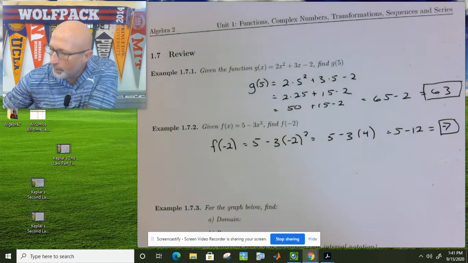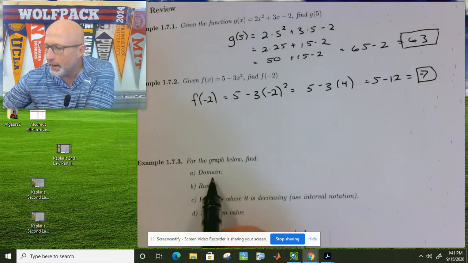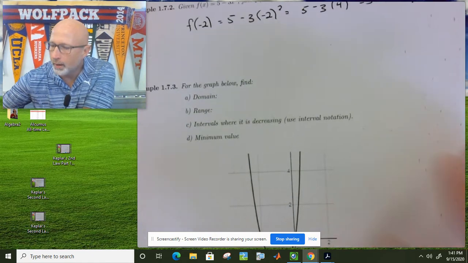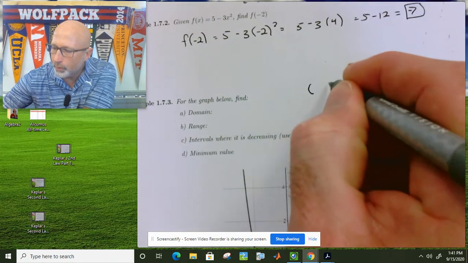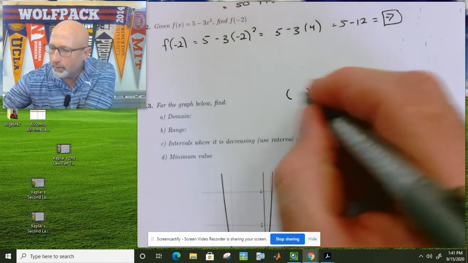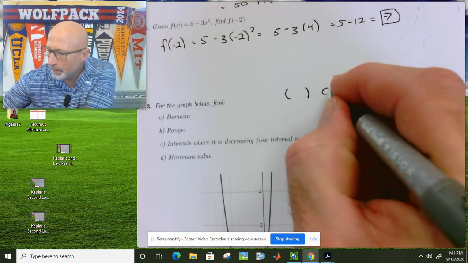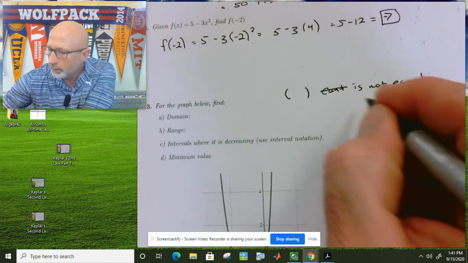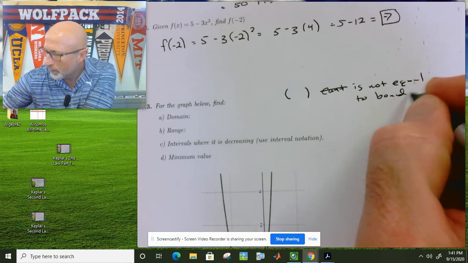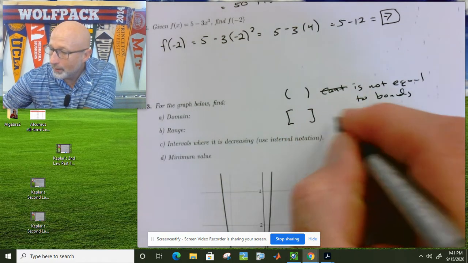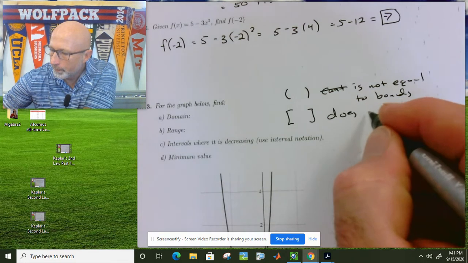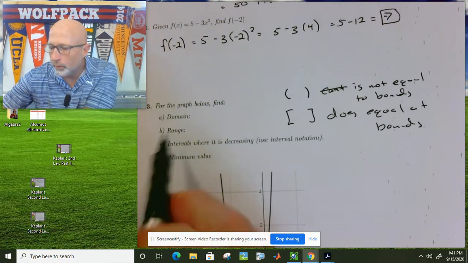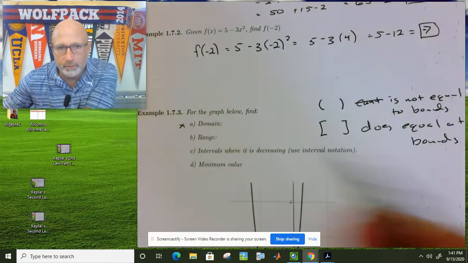Okay, next one. For the graph below, find the domain of this. We're really going to focus in on interval notation. Remember with interval notation, when you have the parentheses, it means it can't be equal to the bounds. But when you have a bracket, it does equal the bounds. Okay? So the domain, if you recall, is a set of x's.